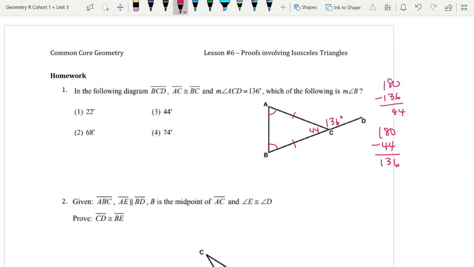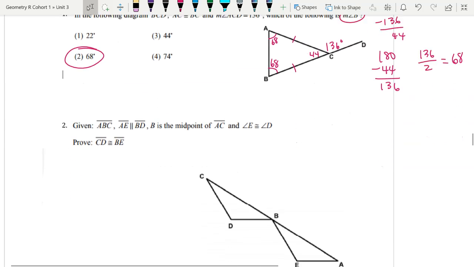So 136 then gets split evenly between the two base angles. And that makes each one of them 68. So angle A is 68 and angle B is 68. They want angle B, so we chose choice 2. That's something I could have asked you to do way back in Unit 1. All right, let's talk proof.